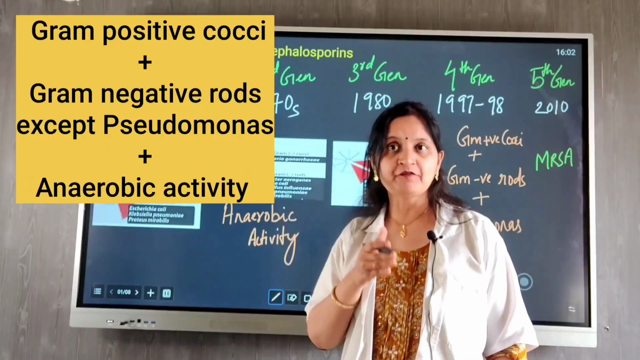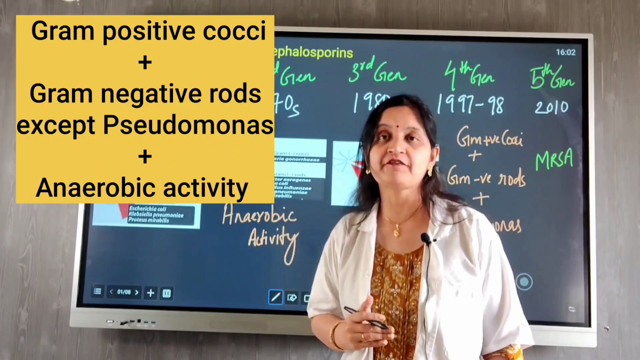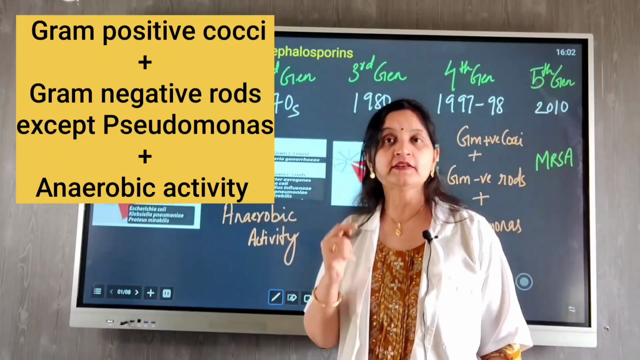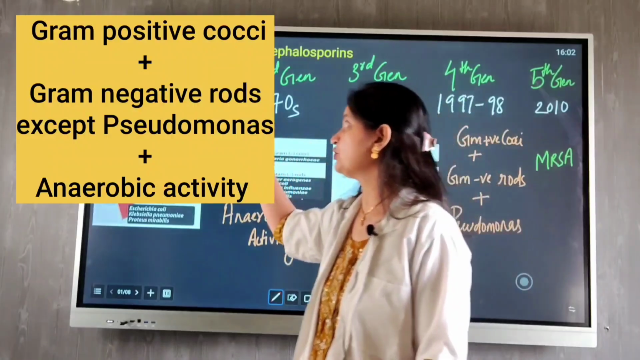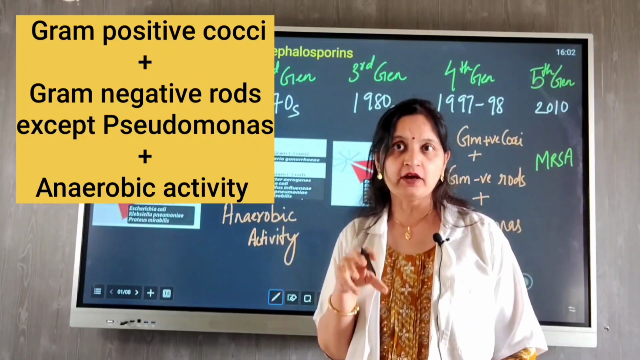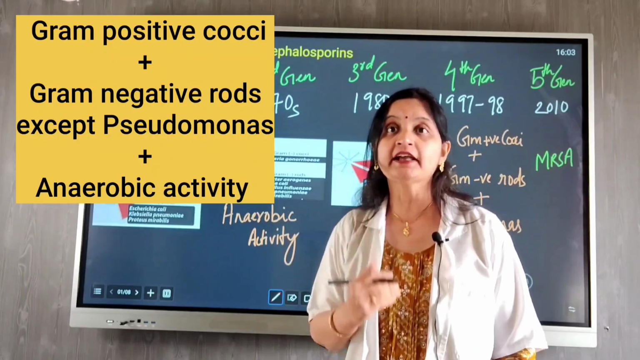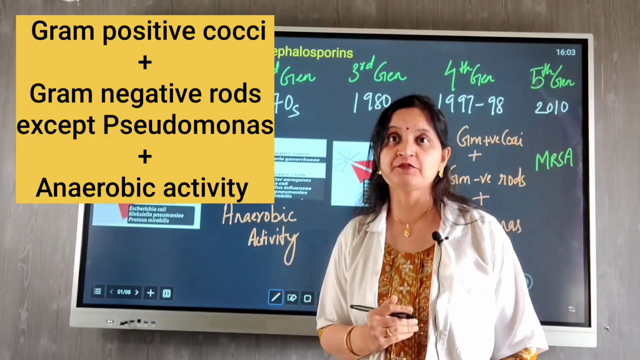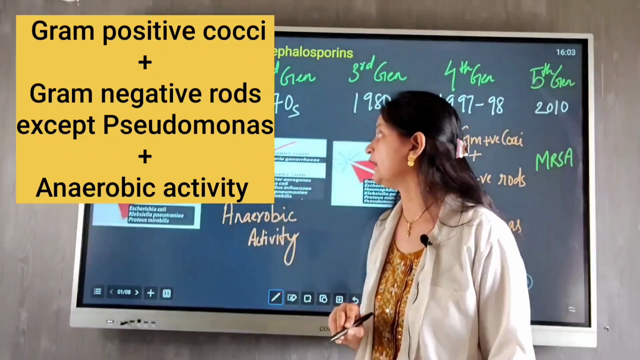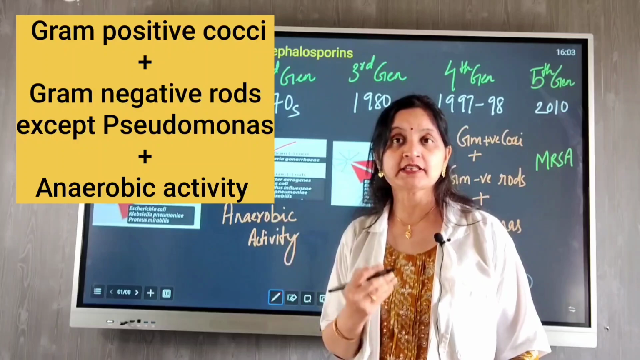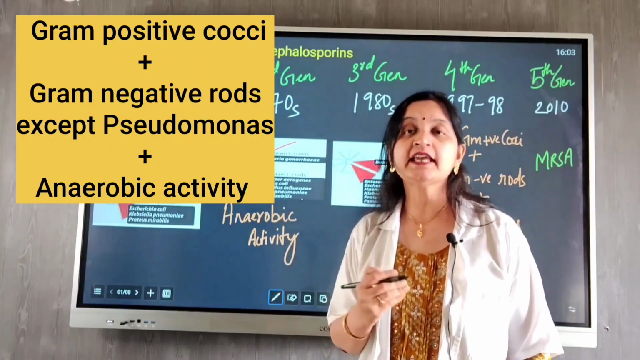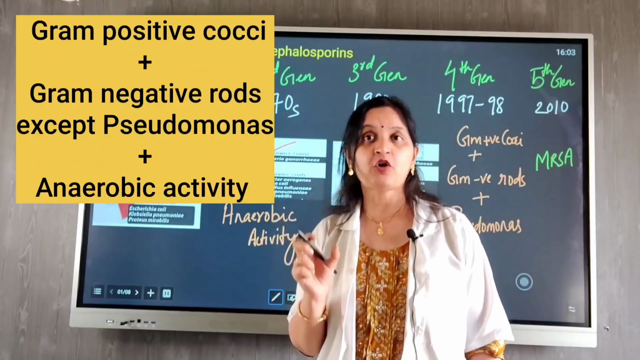So, as we move from the first generation to higher generations of cephalosporins, the activity on gram-negative bacteria increases. The second generation of cephalosporin, which was introduced in 1970, retains activity on gram-positive cocci, and it has higher activity compared to first generation of cephalosporin against gram-negative bacteria, including Neisseria gonorrhoeae. So, gram-negative bacteria such as E. coli, Klebsiella, Proteus are affected, including Neisseria gonorrhoeae, which is a gram-negative cocci.